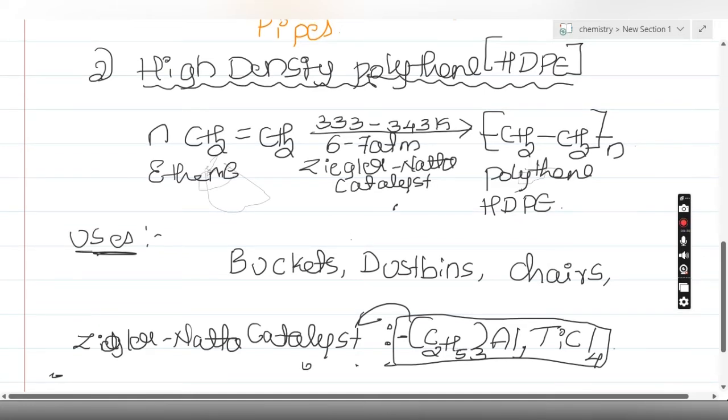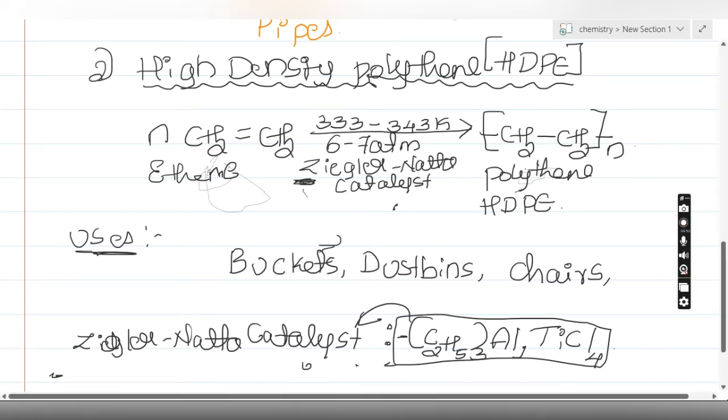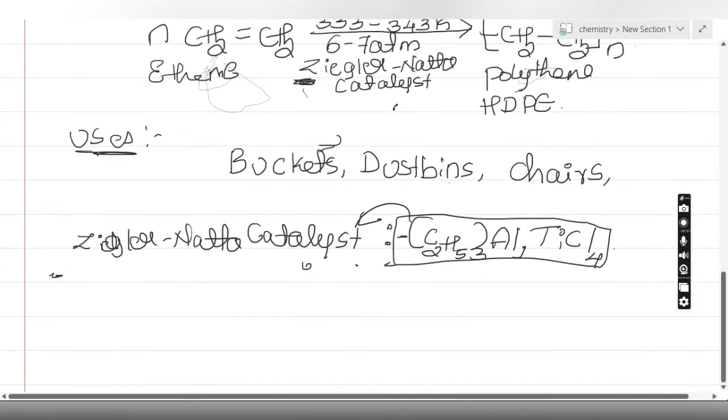You can note down that we are using Ziegler-Natta catalyst and we are preparing high density polythene. So this is all about low density and high density polythene, students. I think now it is time for us to go for a different polymer, which we are calling the third one.